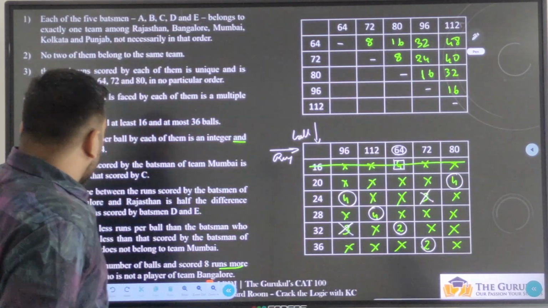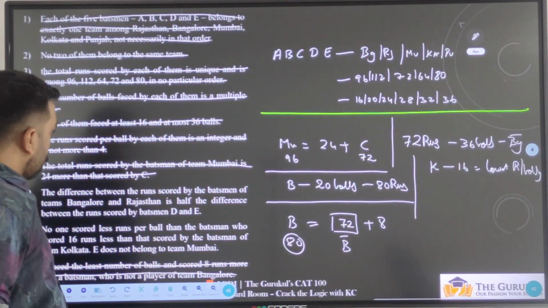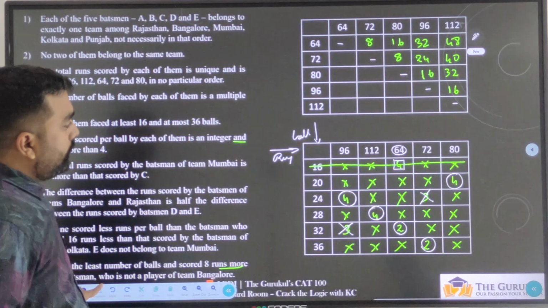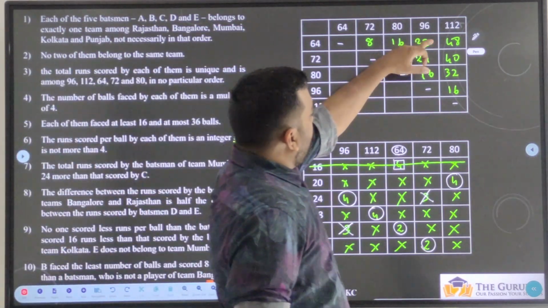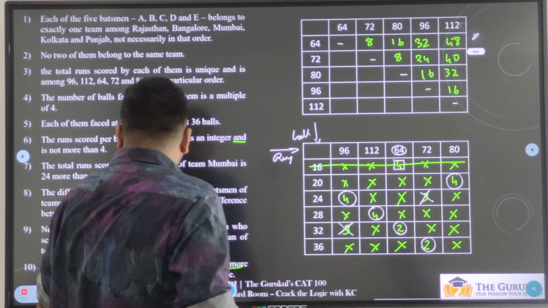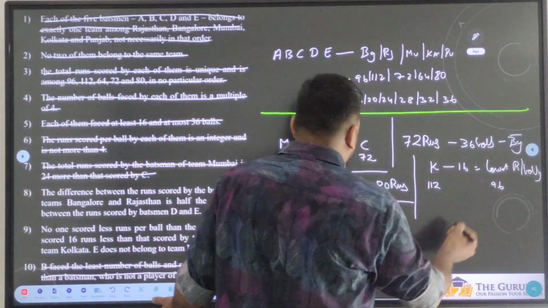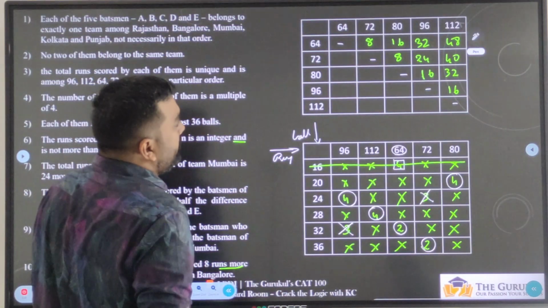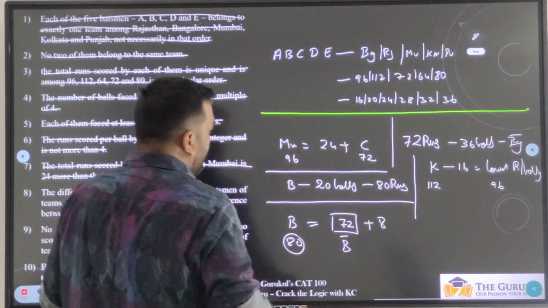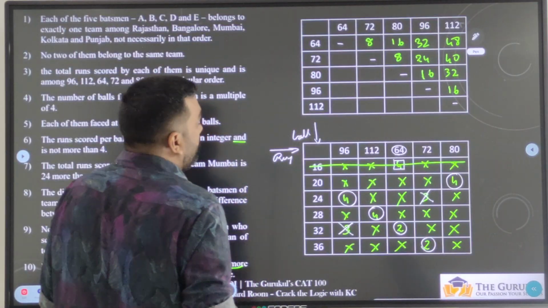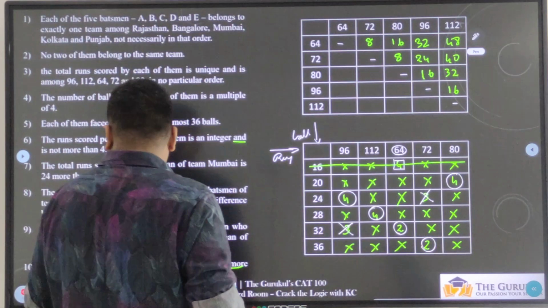Now let's write the cases for this difference thing. Now what is the difference thing happening? Someone minus 16 equal to something. Someone minus 16, 112 minus 96, that is possible. So 112 and this is 96. Okay. Second case, 96 and 80. Third case, 80 and 64.